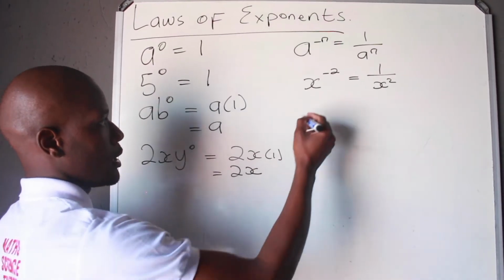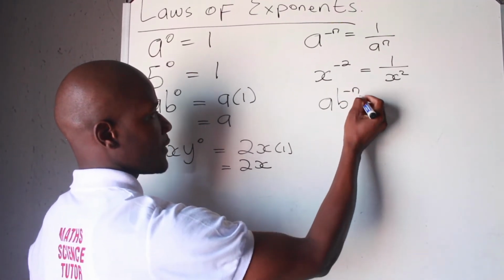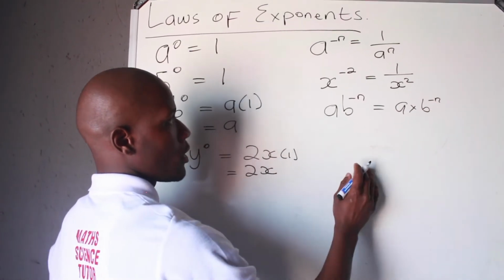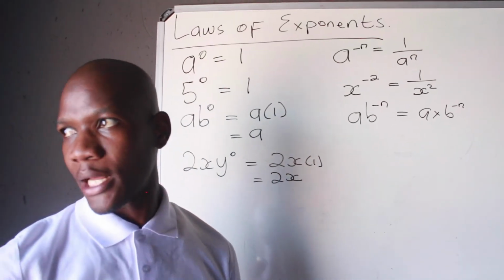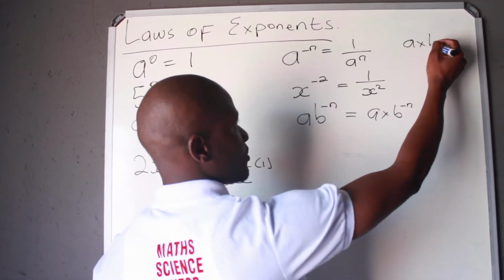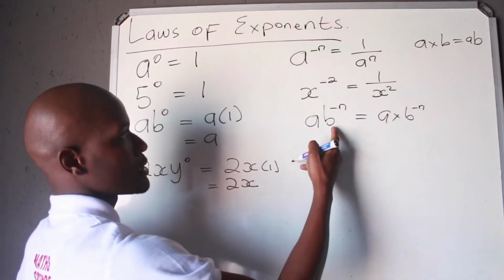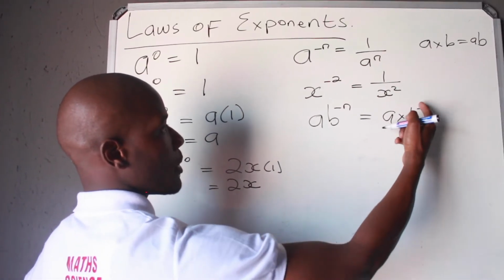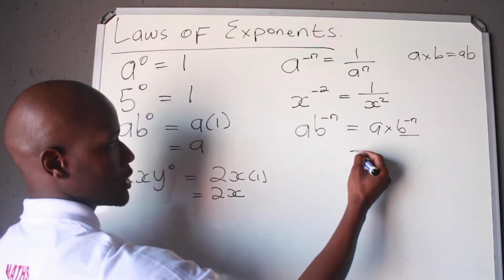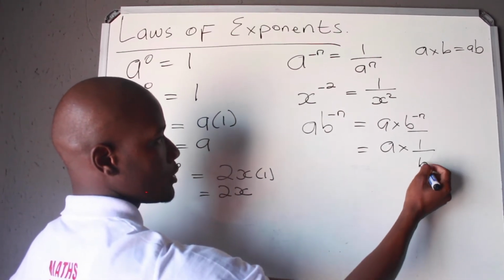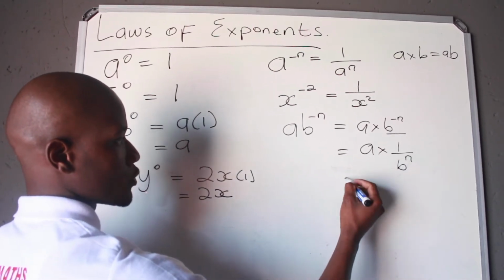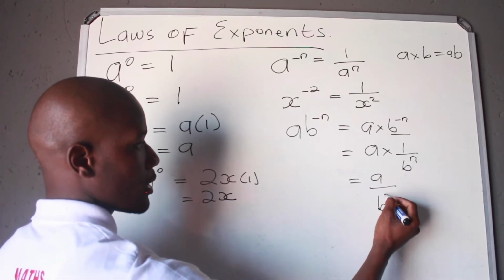So if you are given ab to the power negative n, it is equal to a times b to the power negative n. Why? When we multiply bases, we write the combination as it is. So a times b is equal to ab. So ab is the same as a times b. So b to the power n. Any number raised to the power of a negative exponent is written as a fraction. It is a times 1 over b to the power n. Therefore, we multiply the numerator and denominator. So it is a over b to the power n.